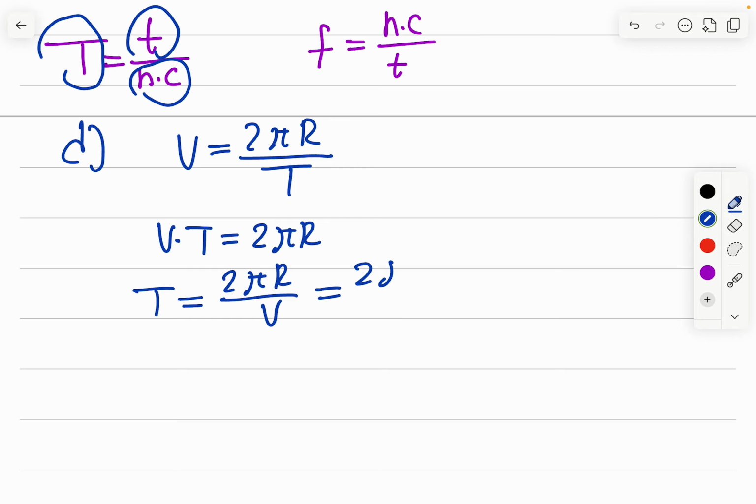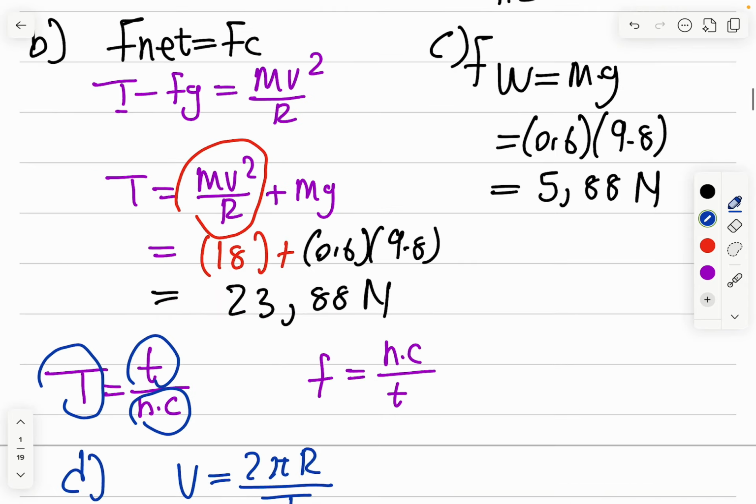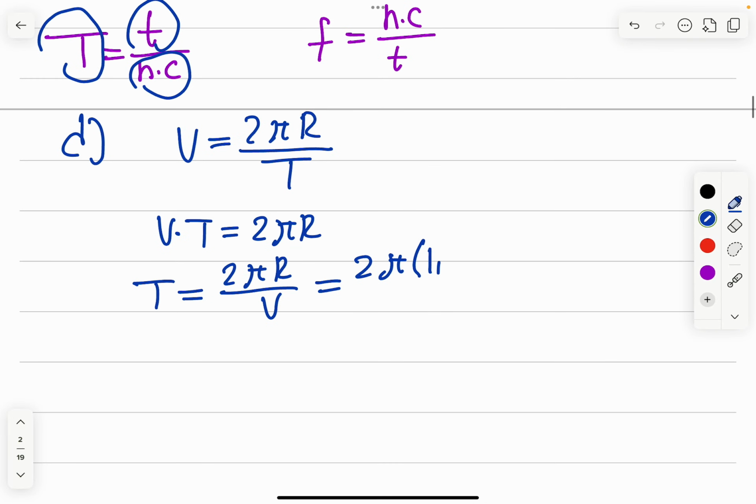What is 2 pi r? Our radius we got as 1.2 meters. We have 1.2 meters divided by the velocity, which is 6. Therefore, you press your calculator to get your period. You're going to say 2 multiplied by pi multiplied by 1.2 divided by 6. Therefore, your period is 2 over 5 pi.